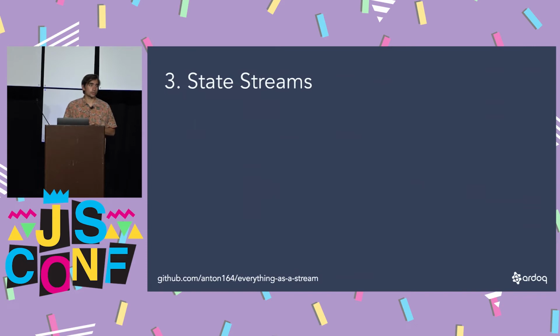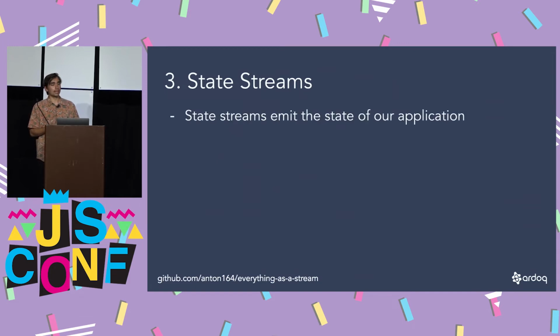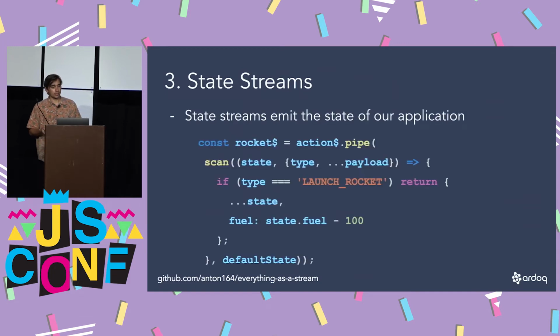Next, we have state streams. So far, we have actions and routines, but we haven't really done anything to replace Redux. State streams emit the state of our application. And here is an example of a state stream. So the rocket stream pipes the action stream and accumulates state over time. So if you dispatch an action to launch a rocket, it will decrement the fuel of the rocket.